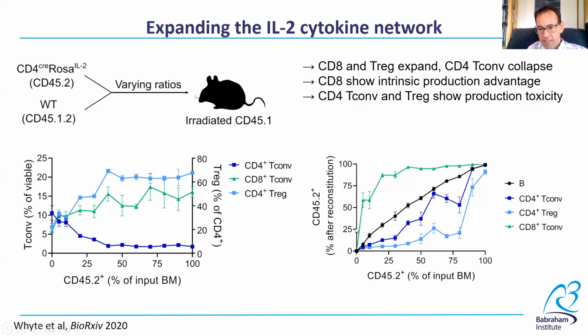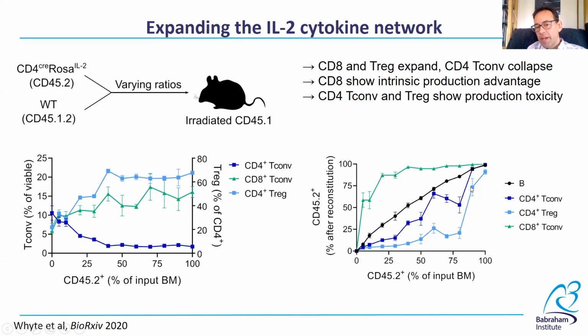So above the curve, the CD8 conventionals that are making IL-2, those ones are preferentially expanding. And in fact, almost 100% of the cells that you recover are the CD8 cells that can make their own IL-2. So the CD8s love making IL-2 themselves. The CD4s and the Tregs, they do not like making IL-2. They are below the curve.